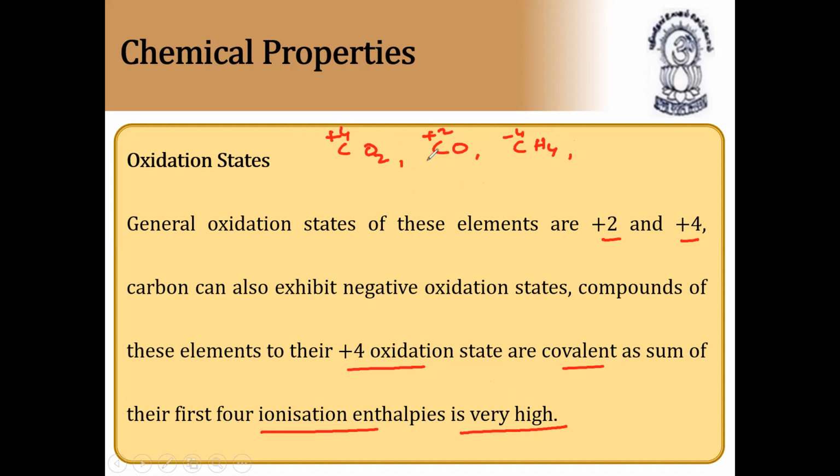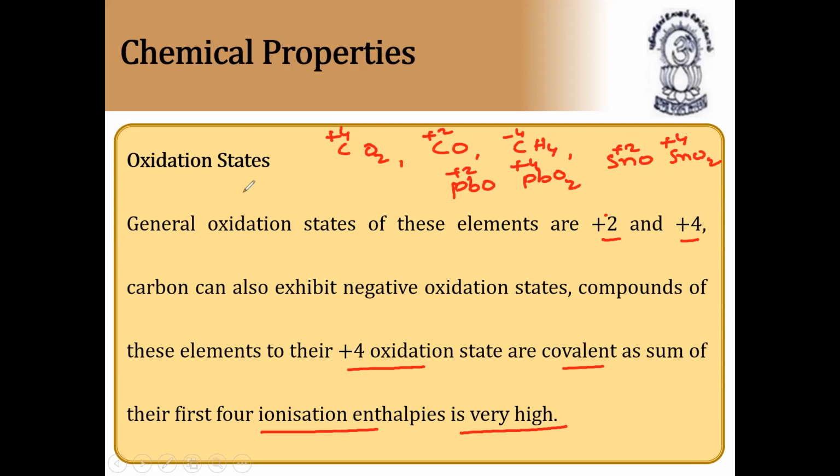If you see carbon compounds like this, we have carbon dioxide and carbon monoxide. The general oxidation states of these elements are +2 and +4. Lead exists as lead oxide in the +2 state, lead dioxide in the +4 state, tin oxide in the +2 state, and tin dioxide in the +4 state. So for lead, tin and germanium, only +2 and +4.